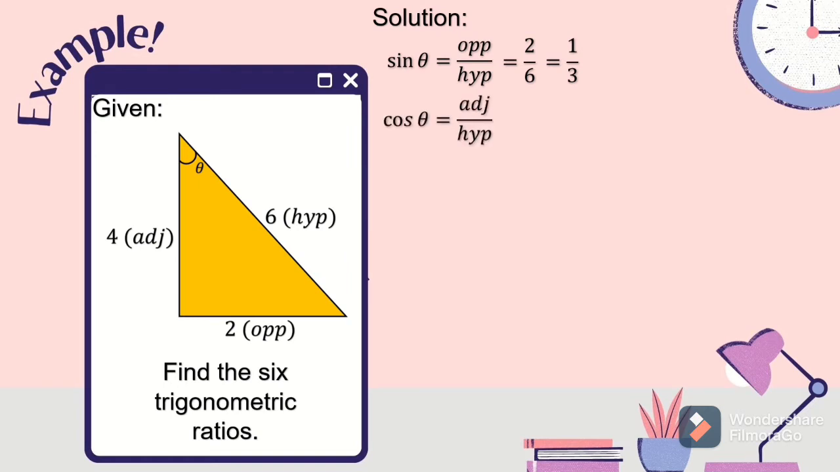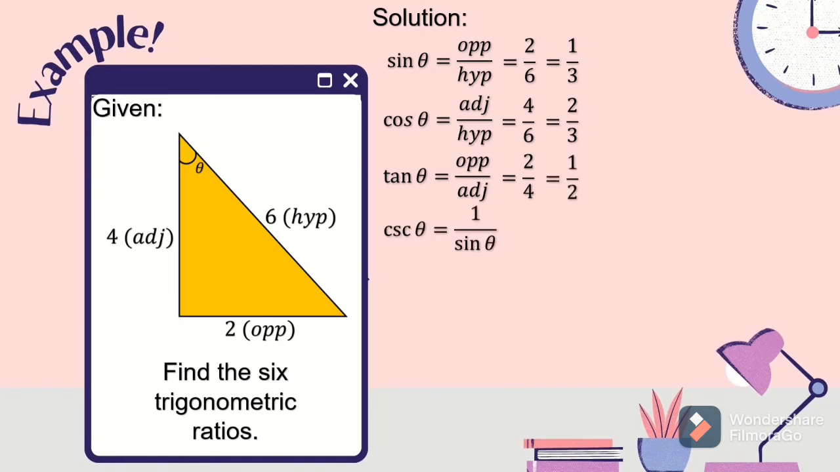Cosine theta is adjacent over hypotenuse. Our adjacent is 4 and hypotenuse is 6, so that will be 4 over 6. And to simplify this one, we'll get 2 over 3. That means our cosine theta is equal to 2 over 3. For tangent theta, we have opposite over adjacent. Our opposite here is 2 and our adjacent is 4, so that will be 2 over 4. Simplifying this one, we'll get 1/2.